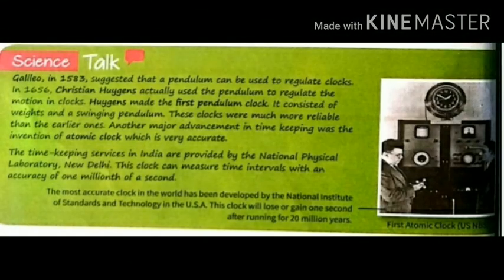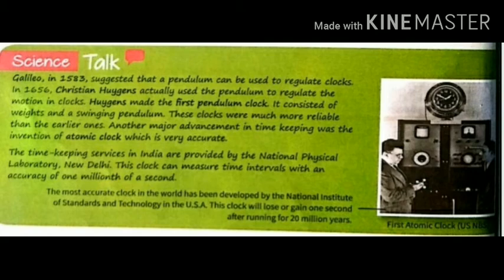Now come to Science Talk. Here it is given, Galileo in 1583 suggested that the pendulum can be used to regulate clocks. But in 1656, Christian Huygens actually used the pendulum to regulate motion in clocks, or Huygens made the first pendulum clock. It consists of a weight and a swinging pendulum.